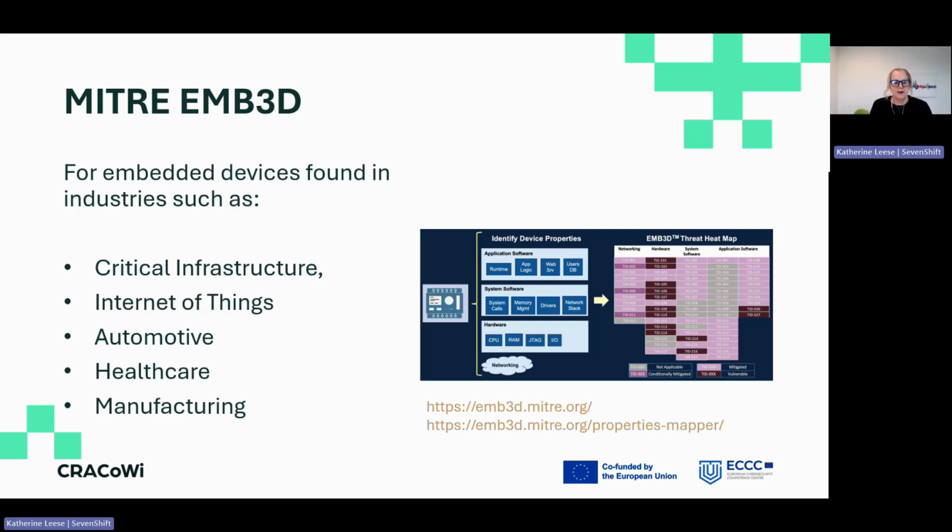So you can go to MITRE EMBED here and go to the Properties Mapper tool, and you'll see that it'll extend. You click and you'll get more options, and you can refine and define what is in your system and do it that way.